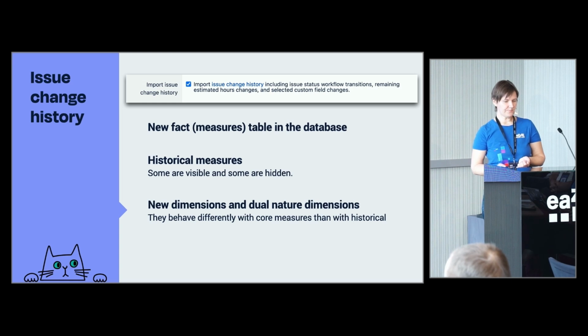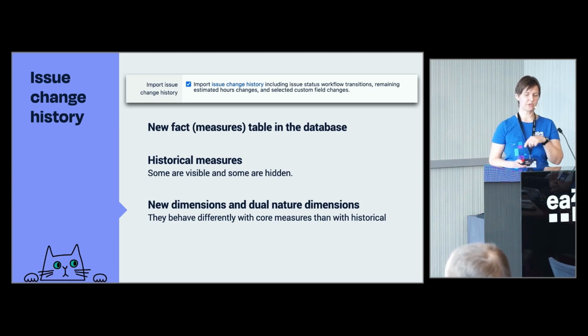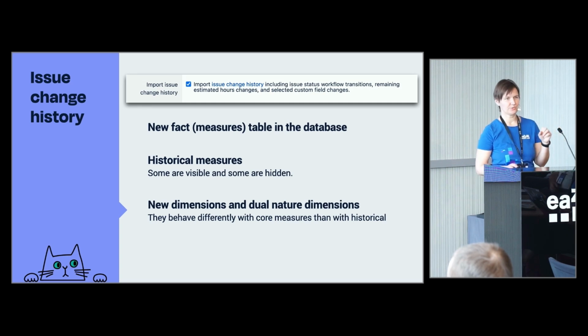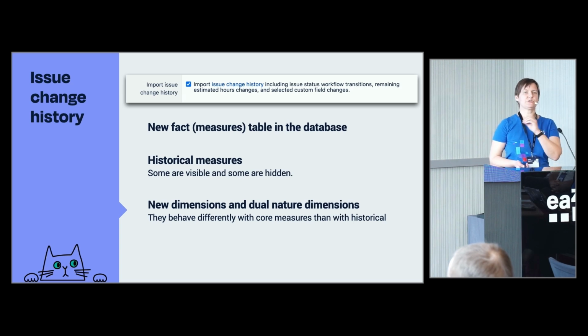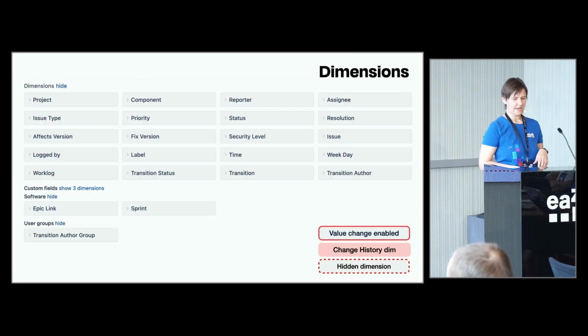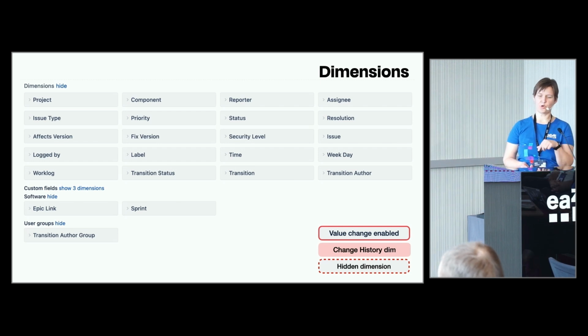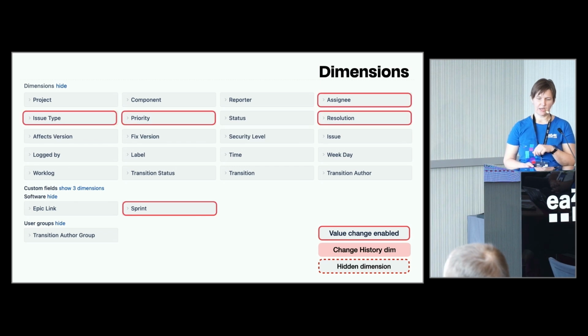So we have some new dimensions which I already mentioned when showing star schema. But more importantly, when we import value change history, some of the existing dimensions start to behave differently. They gain superpower or dual nature. They work differently with core measures and with historical measures. And there are several dimensions where value change is enabled by default when we import change history.